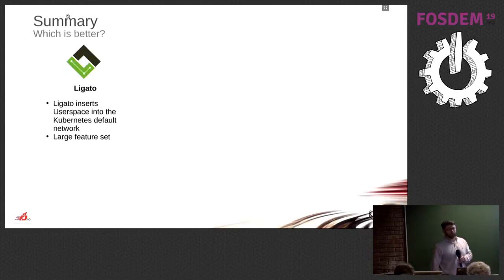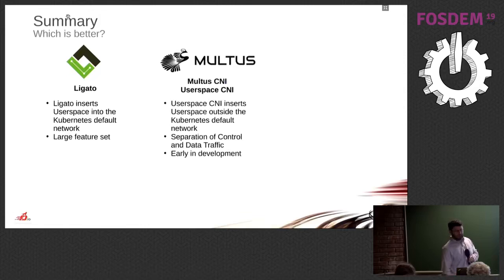So, for summary and overview, Legato, well, you had a long discussion on it before, but it allows you to insert user space interfaces into the default Kubernetes network. I may not be quite sure after hearing the presentation, but it's a large feature-rich set. Multus and user space CNI add CNI interfaces outside of the Kubernetes default network. It allows some separation of control and data plane for your container.